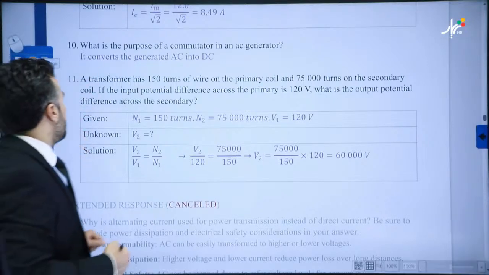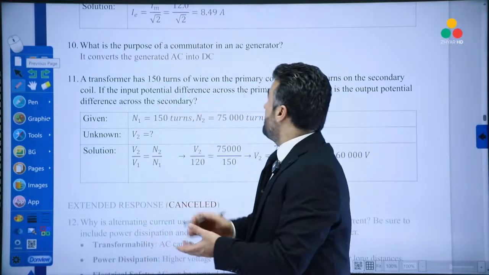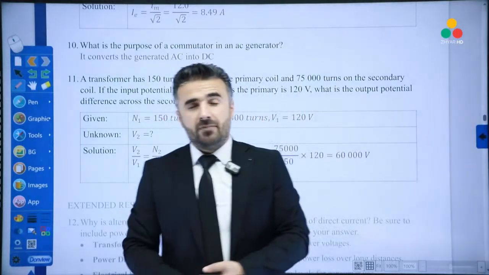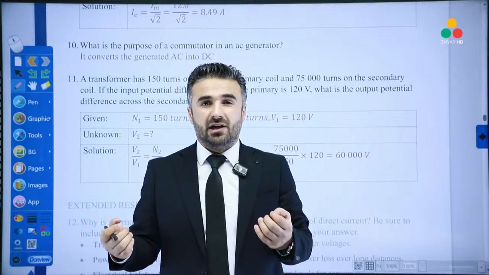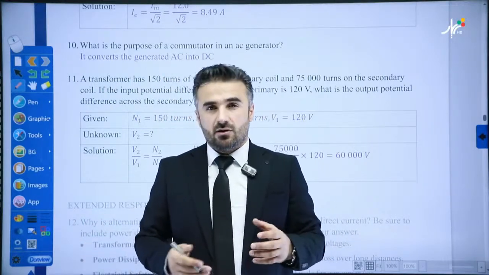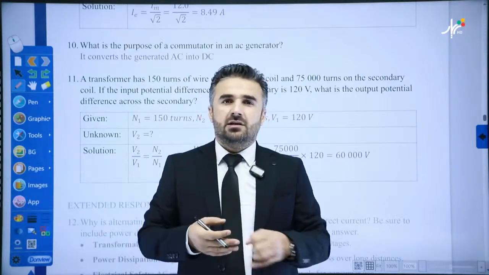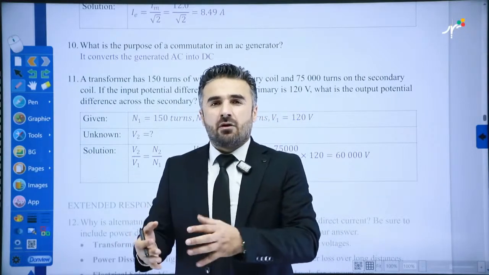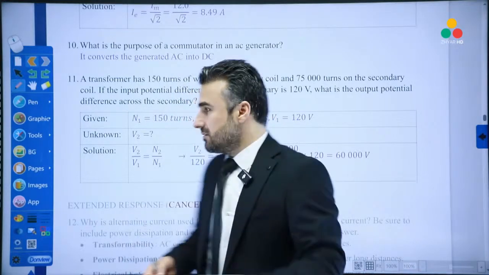Now what about question 10 here? It says, what is the purpose of a commutator? Let's say an AC generator here. So remember, commutator is the split ring, if you do remember. So what is the job of this split ring in a generator? So we can say, simply, it will convert alternating current, AC current, into direct or pulsating direct current, you can say. So take a look at this.